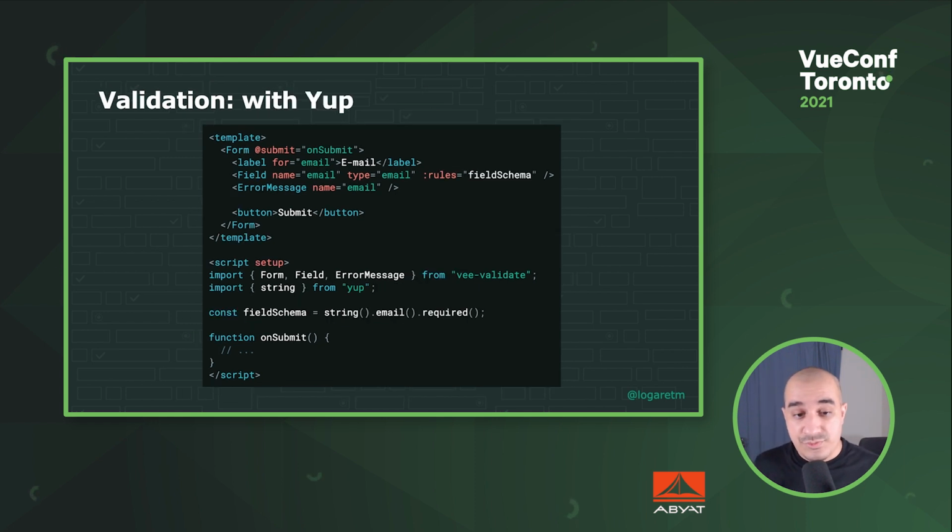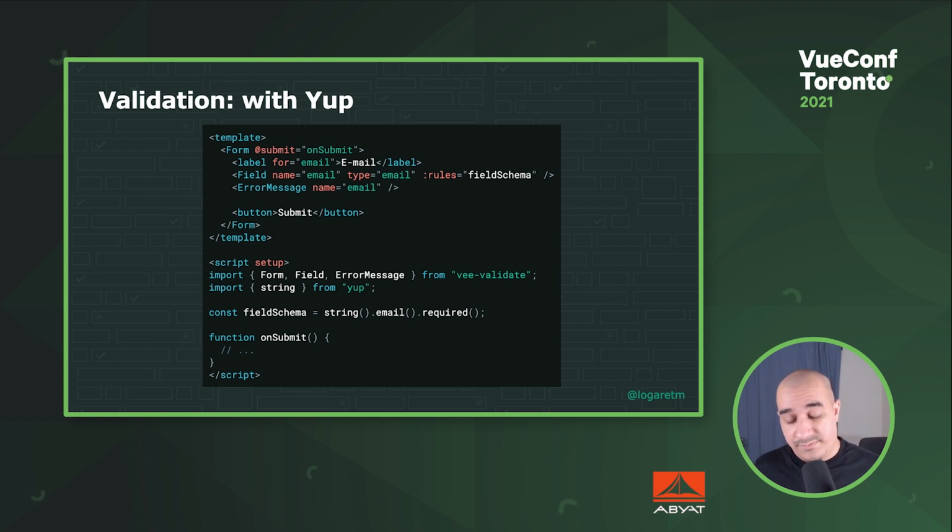The validation with using yup schemas is very similar. You grab the string schema from yup and you construct your string schema. So you construct a string that should be an email and it is required. You pass that to vee-validate's rules and it just works.